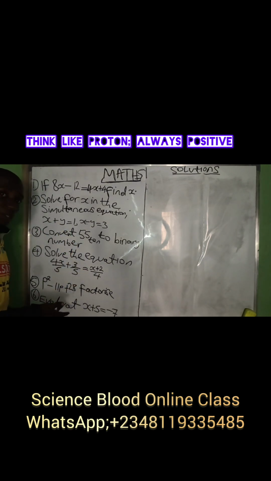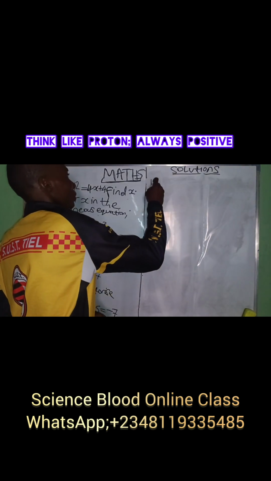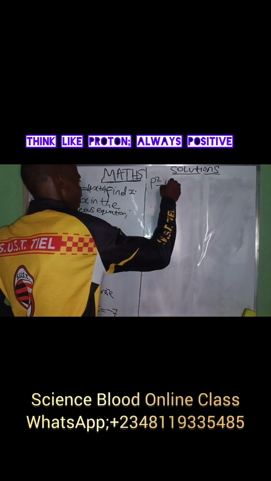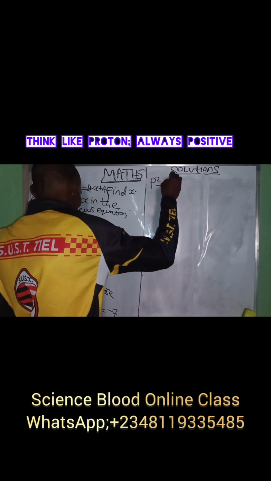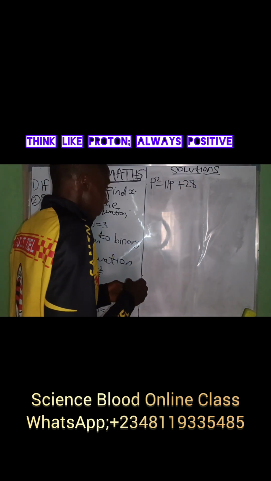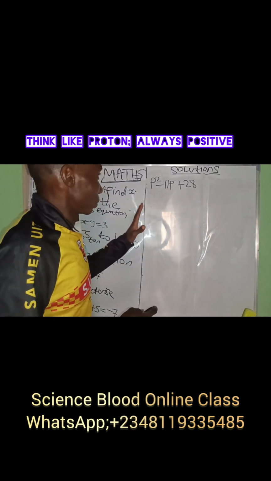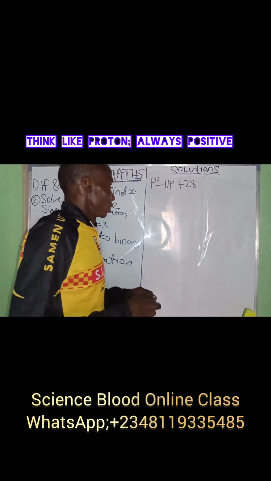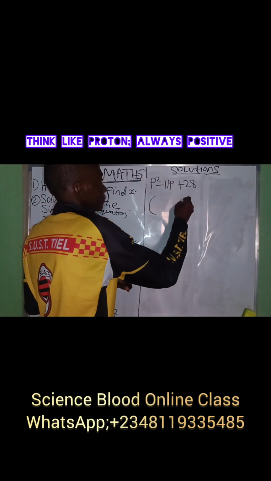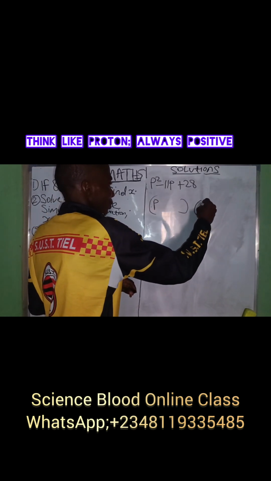As you can see, this is a quadratic equation. Let me bring it out here. We have p squared minus 11p plus 28. We don't need to waste much time here. What are we going to do? Since we are asked to factorize, the easiest way to solve this is to open two brackets. Here will be p, here will be p.